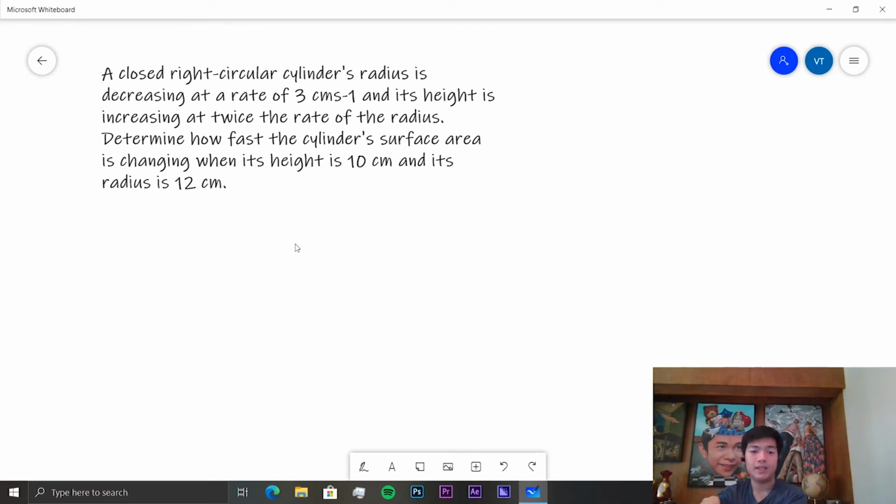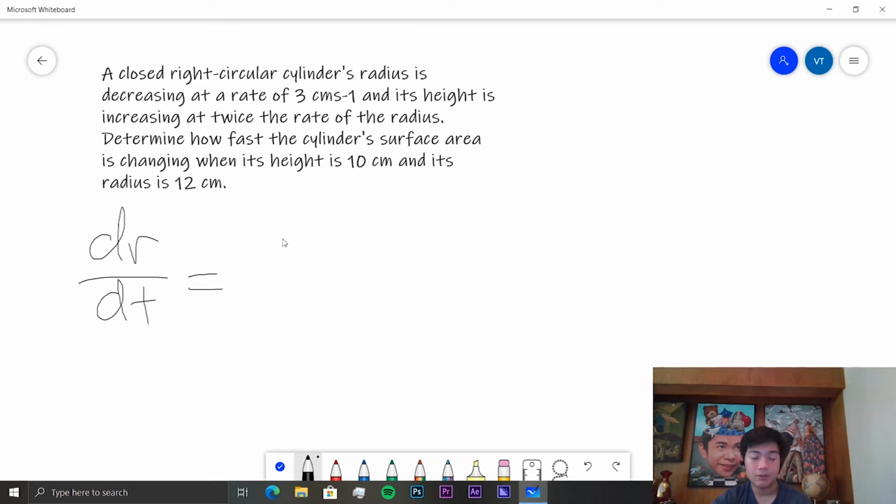So we need to link the surface area to, I guess, the height and the radius. The radius is decreasing at a rate of 3 centimeters per second, so we can say dr over dt is equal to negative 3. And its height is increasing at twice the rate of the radius, so dh over dt is equal to 6.